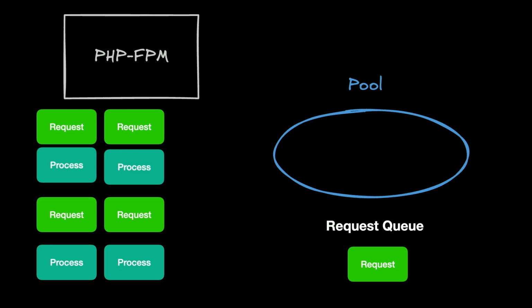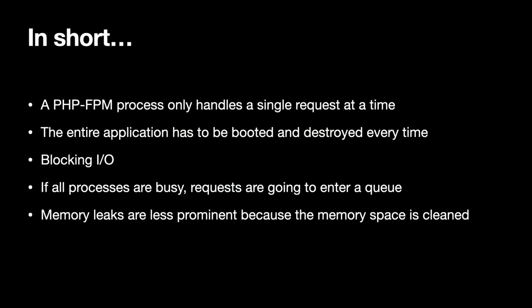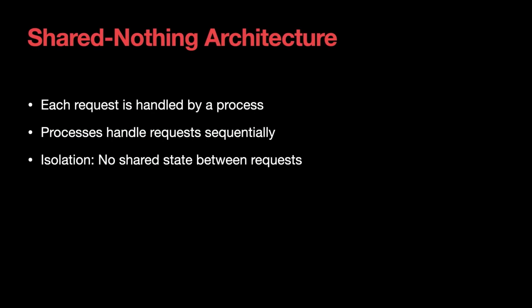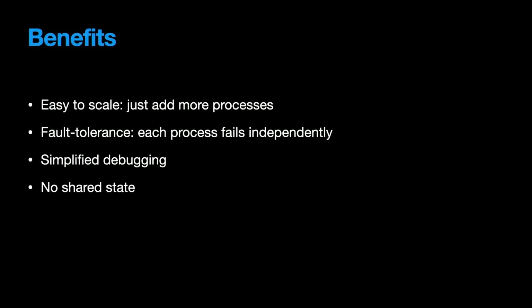So essentially, with FPM, the number of concurrent requests you can serve at any given time is the number of processes you have. So you only handle one single request at any given time per process. It's always booting the application. If you have blocking I/O operations, the request is going to hang. And if the processes are busy, they're going to go into a request queue. We call this a shared nothing architecture. Each request is handled by a process. They're all individual.